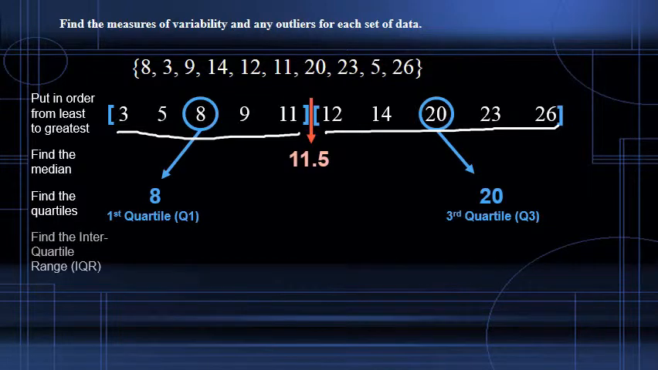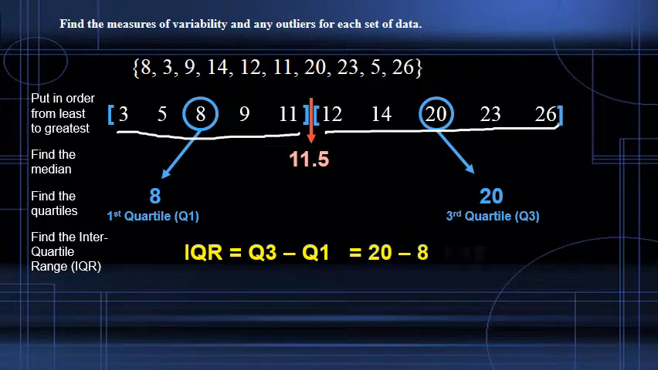All right. The next thing you're going to want to do is find what they call the interquartile range, or IQR for short. The interquartile range is simply the third quartile minus the first quartile, Q3 minus Q1. In our case, it's 20 minus 8, or just 12.